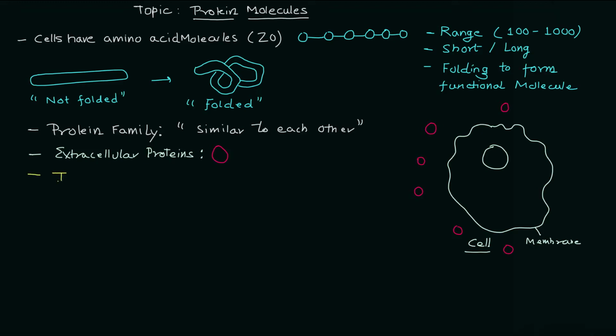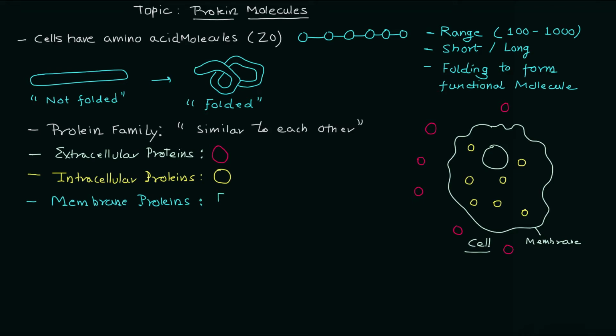Next, you have intracellular proteins. There are many proteins that are intracellular in nature, present inside the cell. Here you're seeing those proteins as a yellow circle. Next, you have membrane proteins. Membrane proteins are present on the membrane. As you can see here, I have this membrane structure and I'm marking those membrane proteins as a rectangular structure. And let me write it down. Extracellular proteins outside the cell, intracellular proteins inside the cell, and membrane proteins that are present on the membrane.